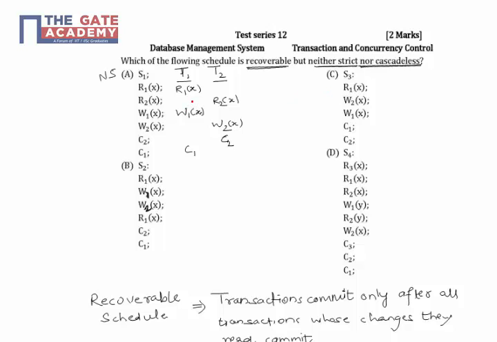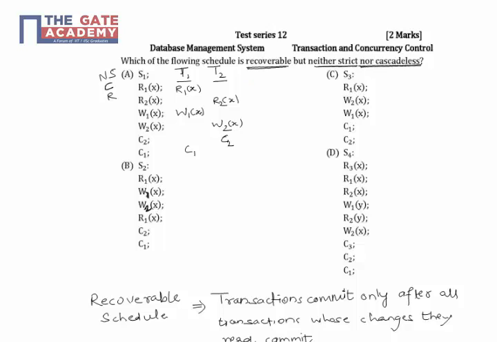Also, observe that both transaction T1 and T2 do not read any value written by the other transaction. So, this schedule is also cascadeless. And as we know, any cascadeless schedule is also recoverable. So, schedule S1 is also a recoverable schedule. Since this schedule is cascadeless, option A is wrong.